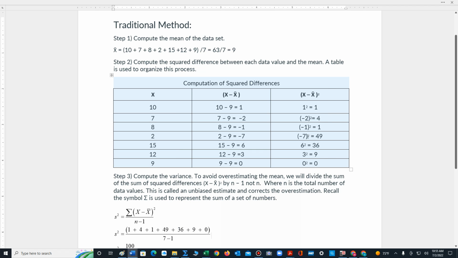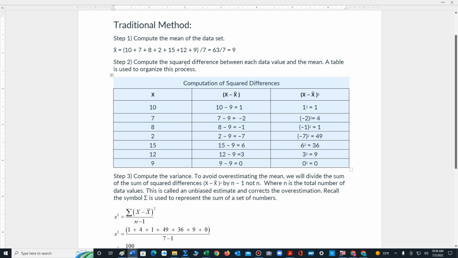So in this video, I will demonstrate how to compute the variance and standard deviation using the traditional method. So step one is we take the data set and compute the sample mean for the data set. So this is found by adding up all the values and dividing by 7. 7 is the number of values. That's going to give us 63 divided by 7, which is 9.